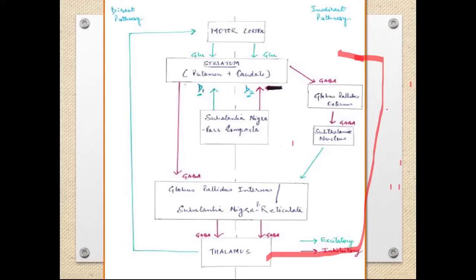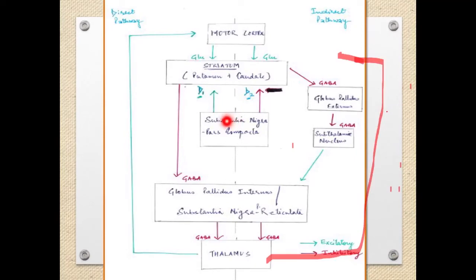If any abnormality happens within this connection within the ganglia, depending on which pathway is getting more affected, that will either increase the activity of the movement or decrease it. If the activity of the movement is increased, that is called hyperkinetic movement. If it is decreased, hypokinetic movement. So depending on the pathology, there will be either hyperkinetic or hypokinetic movement.